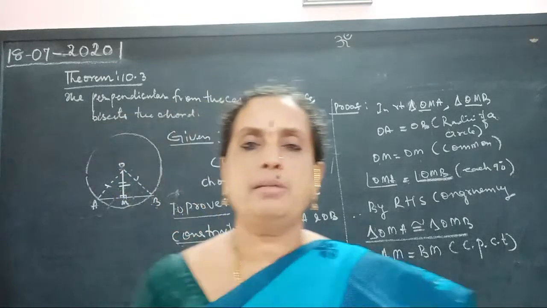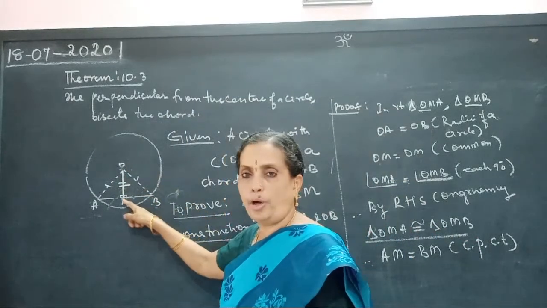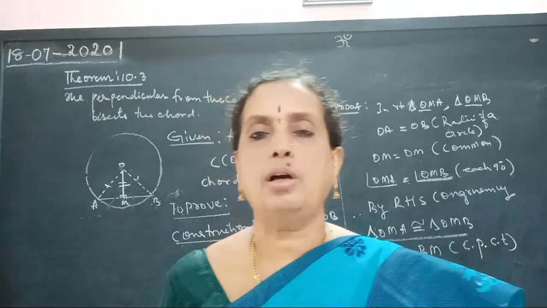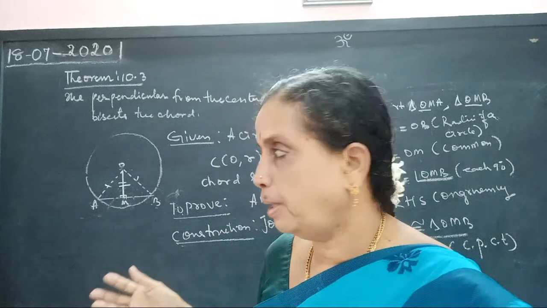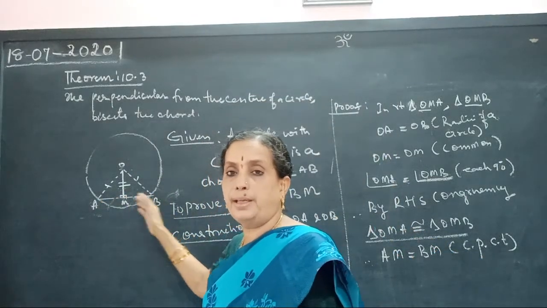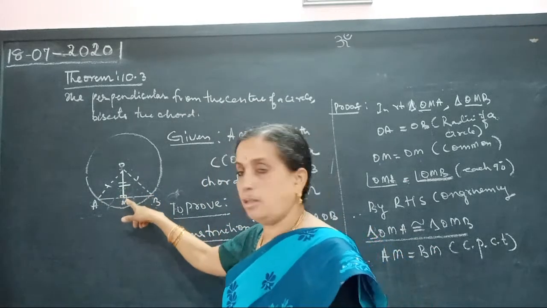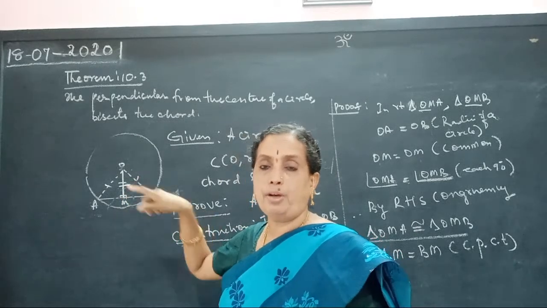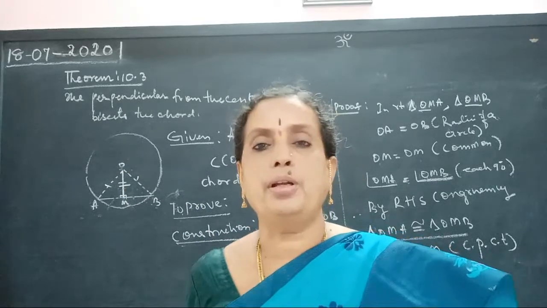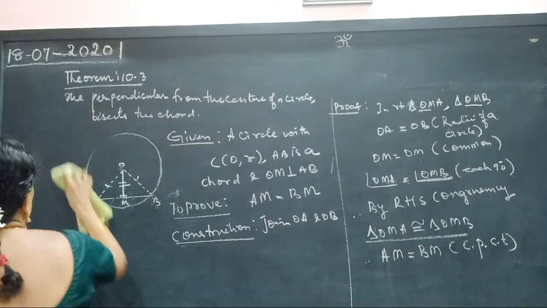Its converse statement is, if a line segment joining the midpoint of the chord, it must be perpendicular to the chord. The earlier statement is, if it is perpendicular, it is bisecting the chord. Conversely, bisect means M is the midpoint. The line joining from the center to the midpoint of the chord is perpendicular to the chord, is Theorem 10.4.